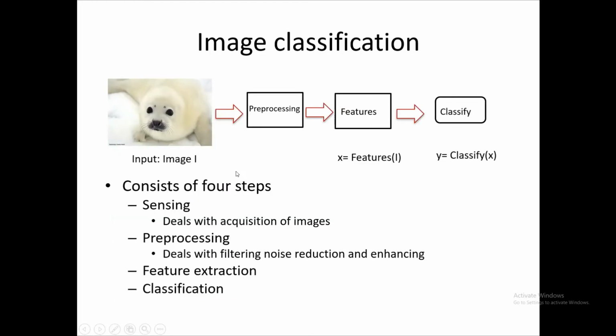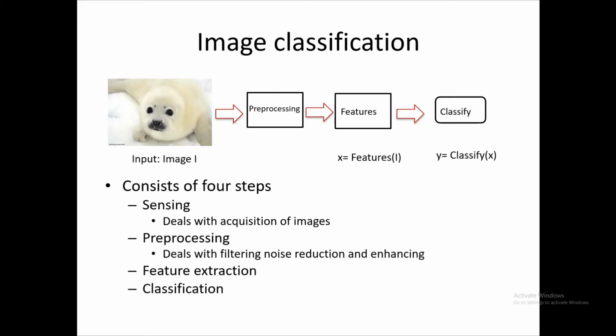Basically, before we perform any classification, it goes through different steps. First is sensing, which deals with the acquisition of images. Next we go through pre-processing, which is filtering, noise reduction, and image enhancement.